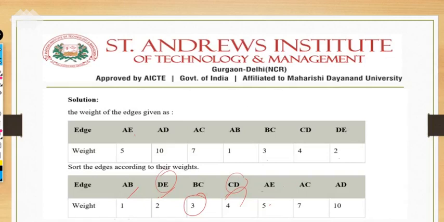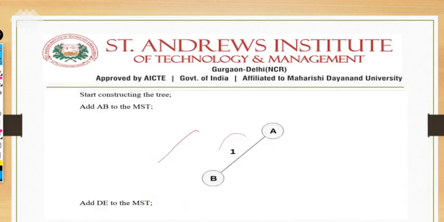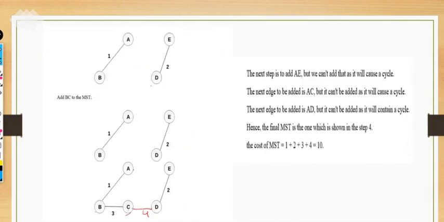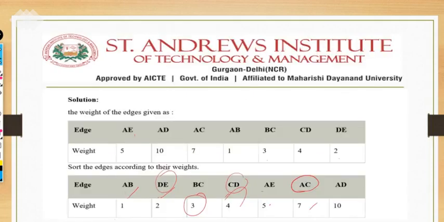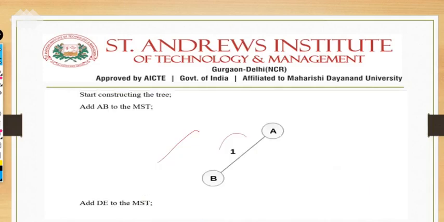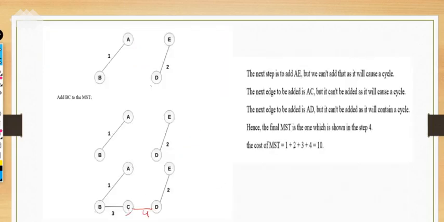Next one is AC with the 7 edge. AC with the 7 edge. It will also create a cycle, so we have to ignore it. Okay. Next, what we have here? AD with the 10 edge. So AD. What about AD?